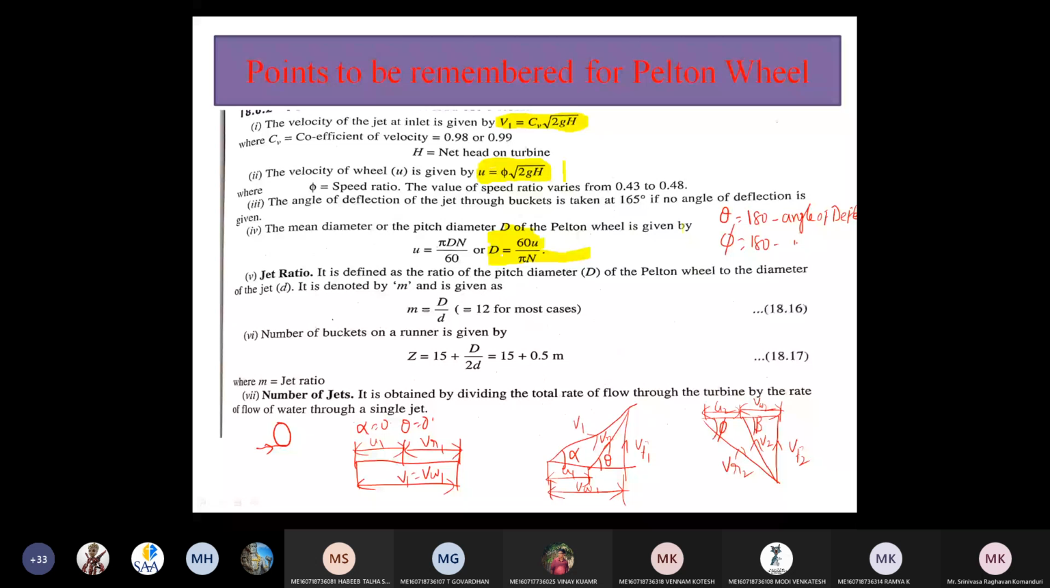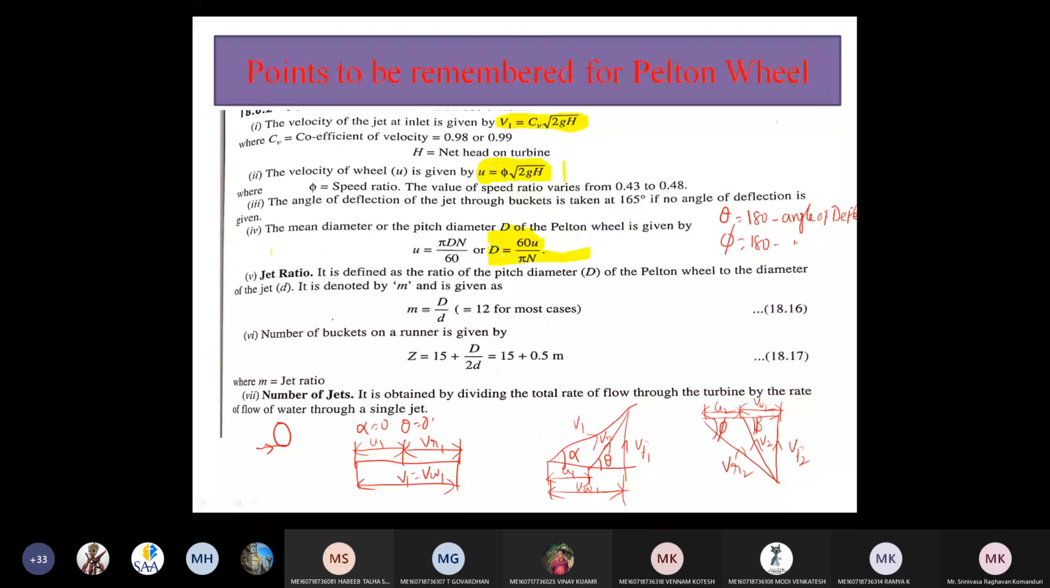Next, fifth point, jet ratio. It is defined as the ratio of the pitch diameter of the Pelton wheel to the diameter of the jet, and it is denoted by small m. So small m is equal to capital D by small d. It is almost equal to 12 for most of the cases.